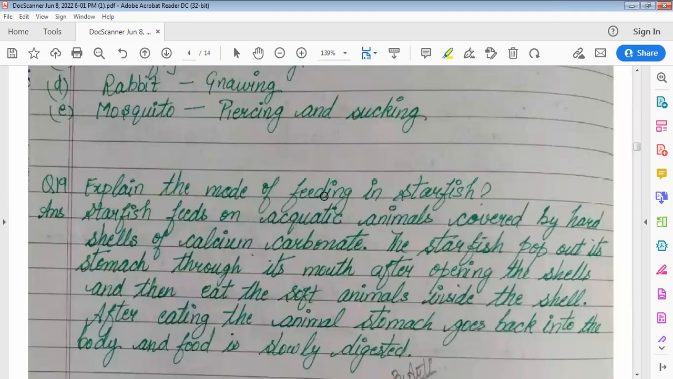Explain the mode of feeding in starfish. Starfish feeds on aquatic animals covered by hard shells of calcium carbonate. The starfish pops out its stomach through its mouth after opening the shells and then eats the soft animals inside the shell. After eating the animal, the stomach goes back into the body and food is slowly digested.